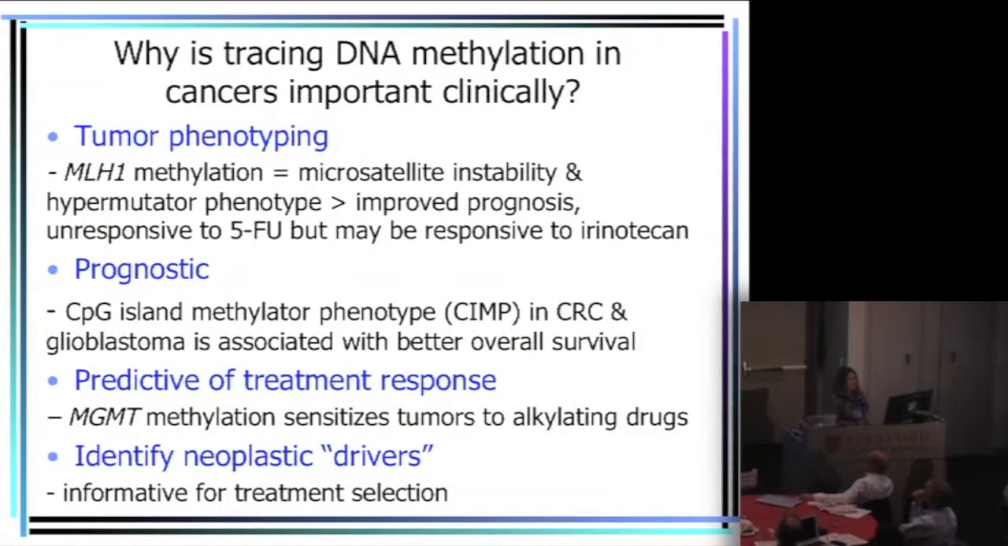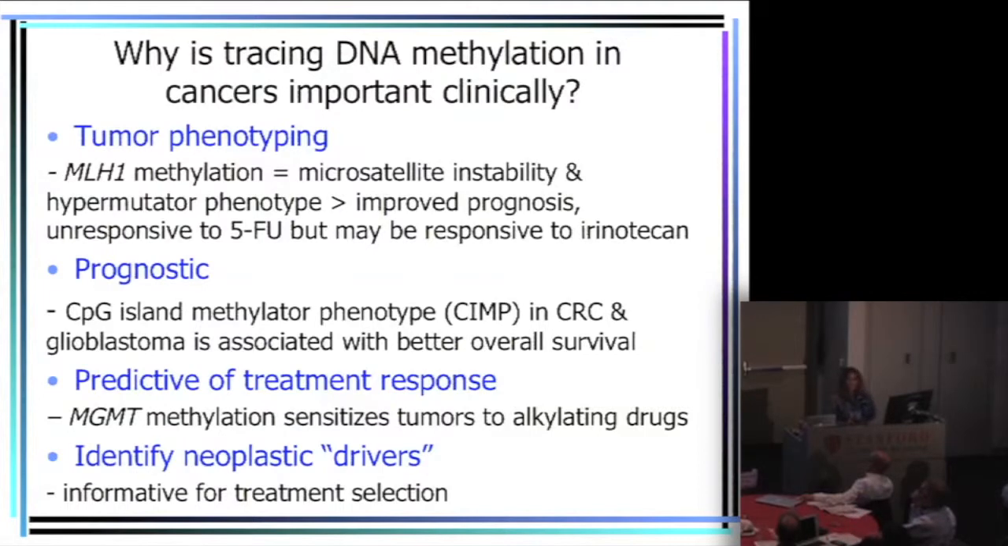So why is tracing DNA methylation in cancers important clinically? Well, tumor phenotyping, of course, is one reason, and for a single test, which is MLH1 methylation, you can get all of this information. So MLH1 methylation basically is equivalent to microsatellite instability and the hypermutative phenotype because it indicates loss of mismatch repair activity. That is associated with improved prognosis, lack of response to 5-FU, but potential response to irinotecan. So by just doing methylation analysis of a single gene, you can harness all of this information.